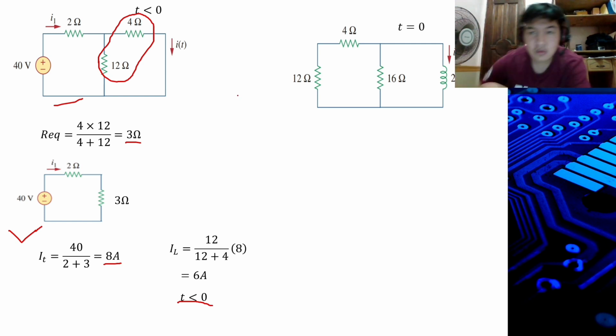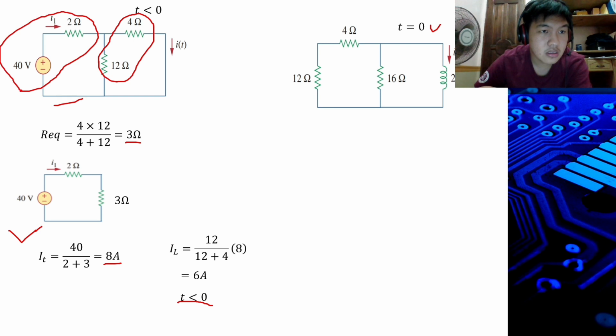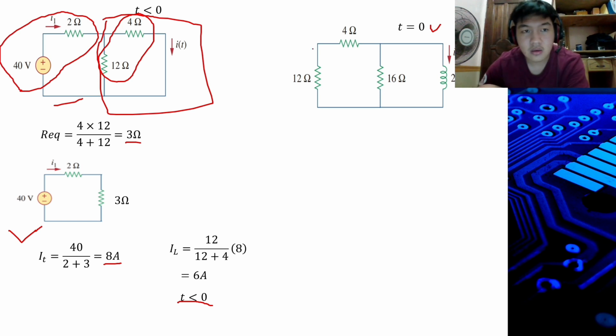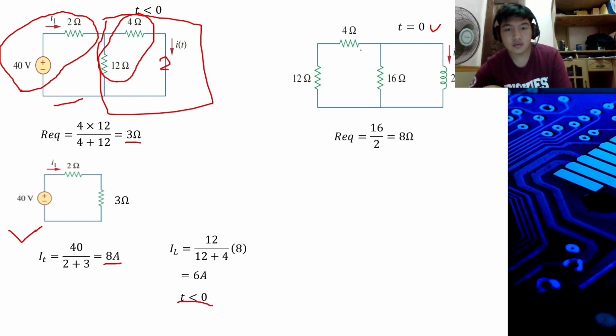So at time equal to 0, the switch opens. So the portion that is removed is gone, and what remains is this part, along with the inductor. Okay, so we can get the equivalent resistance: 4 plus 12 plus 16, which is 16 over 2, is equal to 8 ohms.